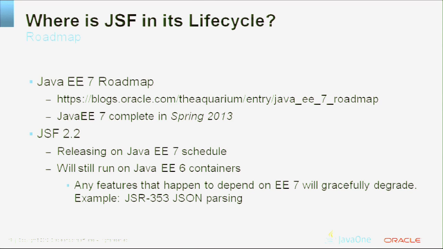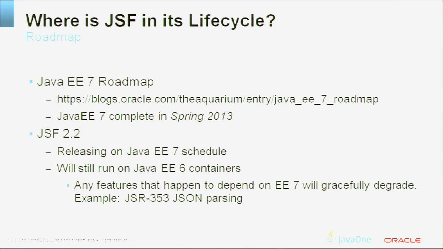So that's why you'll see JSON and JAX-RS and WebSocket being put in there, and JSF 2.2 as well has some HTML5 capabilities that I'll be showing here. And the cloud stuff will now go into EE 8. So the JSF story fits into that. We're hoping to have Java EE 7 complete in the spring of 2013. We will be releasing JSF 2.2 along with that EE 7 schedule.